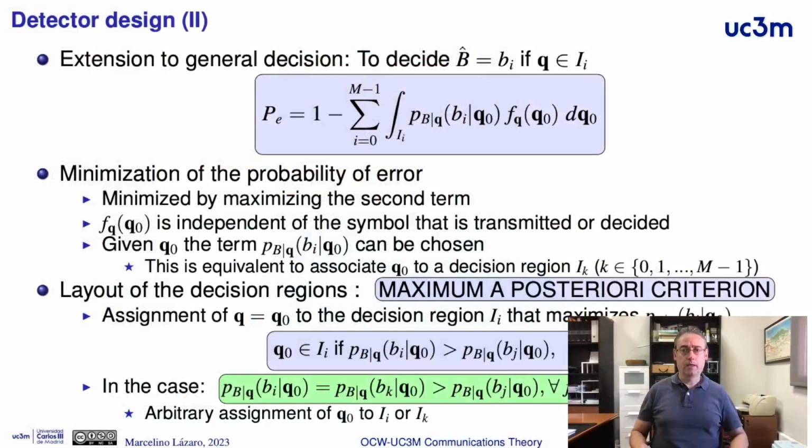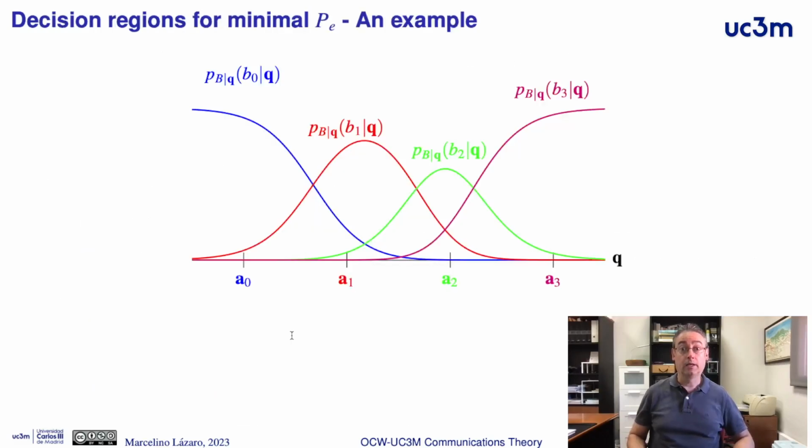observations. The maximum a posteriori criterion establishes that the observation Q0 must be assigned to the decision region of the symbol that maximizes the posterior probability. In an example, if here we have 4 symbols with the corresponding 4 posterior probabilities, we can find the maximum of these probabilities for the whole space of the observations.